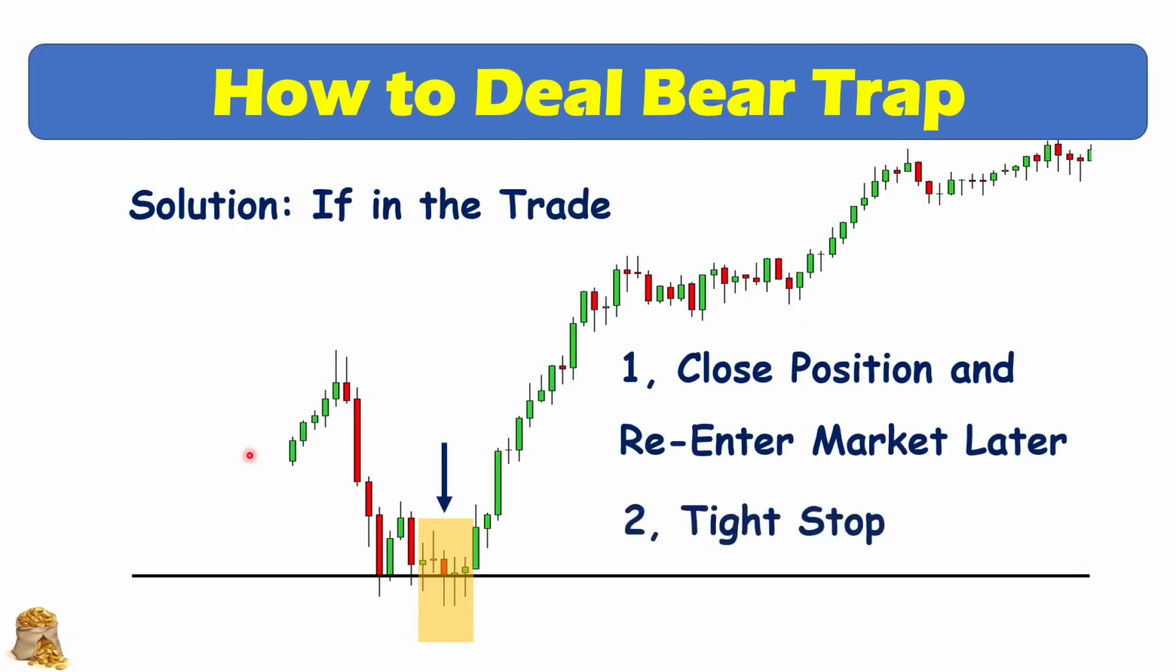If you still believe that it's a strong downtrend and you want to hold your position, at least you want to give a tight stop to make sure you don't lose much. For example, if you move your stop immediately to the top of this pullback to avoid further losses.